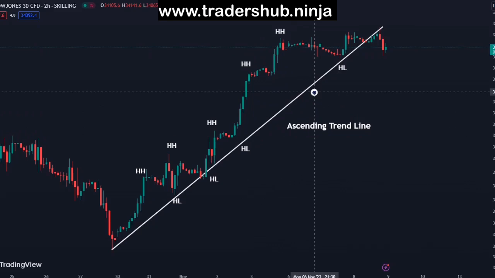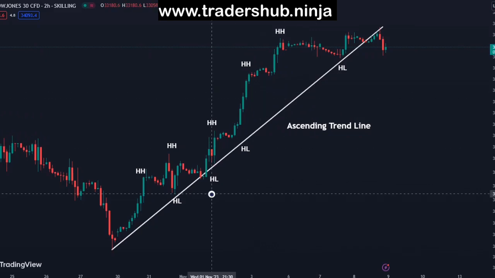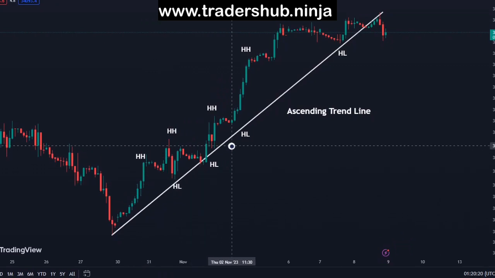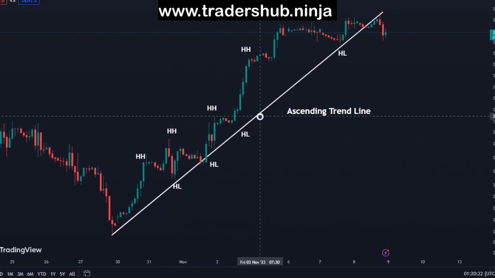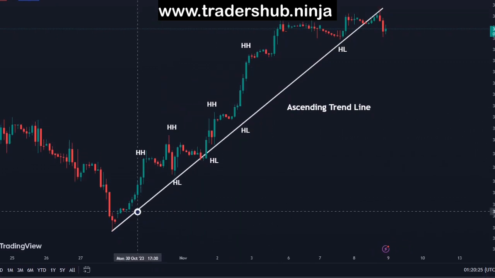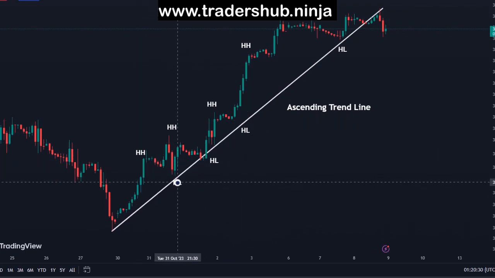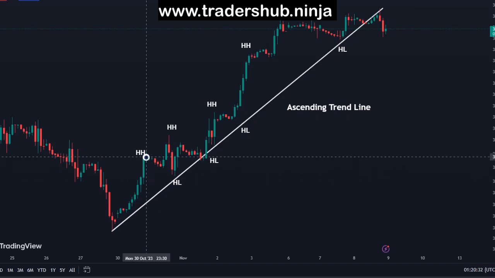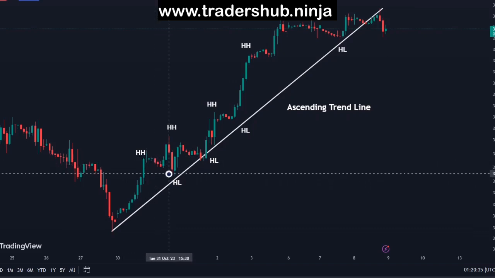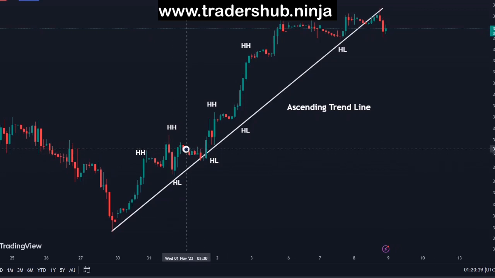Then where to enter the trade? We want to know where to enter the trade. Here, this ascending trend line will act as a support in this uptrend. Look at this level. This particular level is a pullback. This one is a pullback, and here, this is also a pullback.